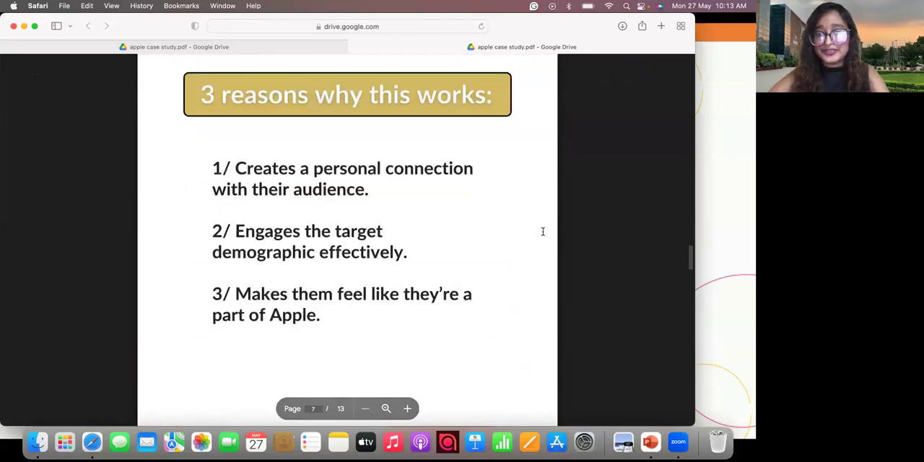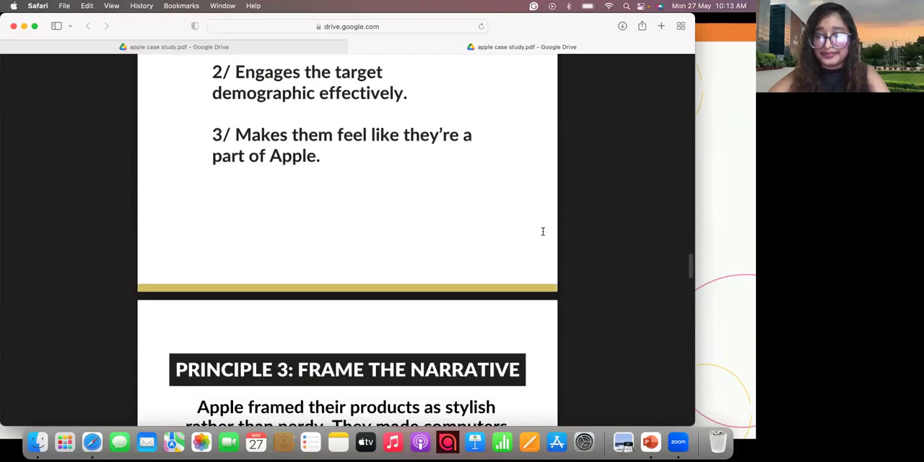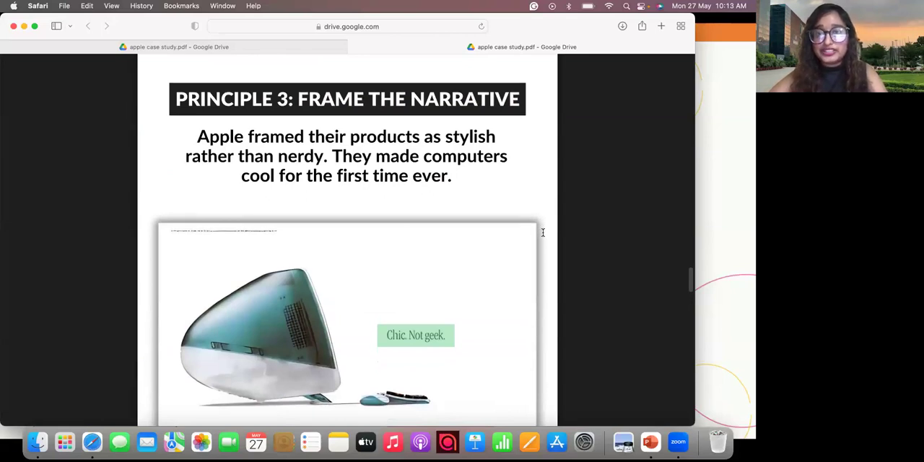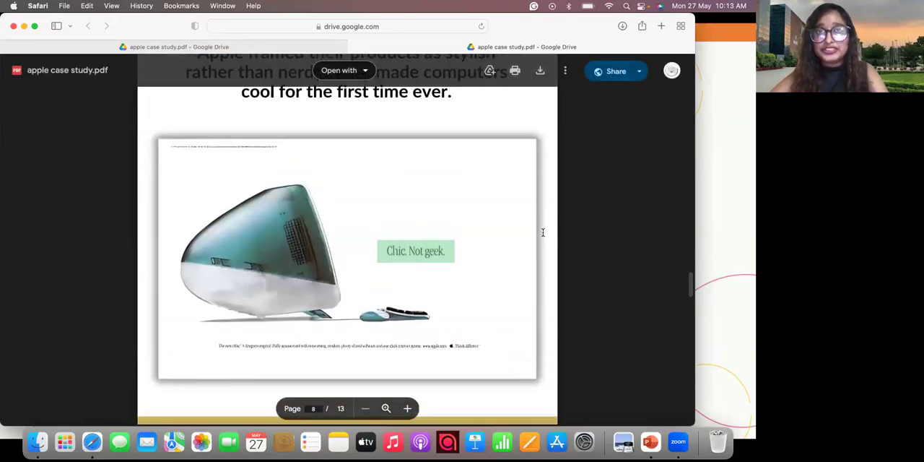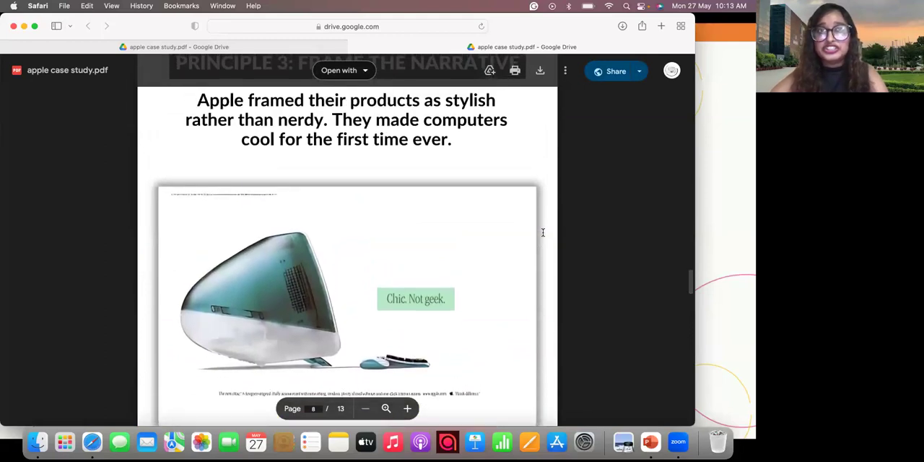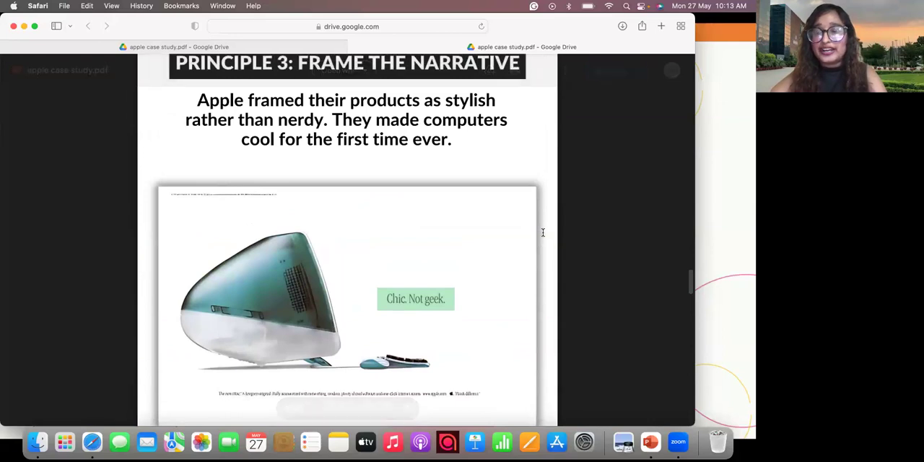Three reasons why this works. First, create a personal connection with the audience. Second, engage the target demographic effectively. And third, make them feel like they are a part of Apple. Three, frame a narrative. There should be a narrative or a story about your brand or your product. Like Apple framed their products as stylish rather than nerdy. They made computers cool for the first time ever. Before that, computers were seen as for use of people who are nerdy or who are just in school and are tech geniuses.